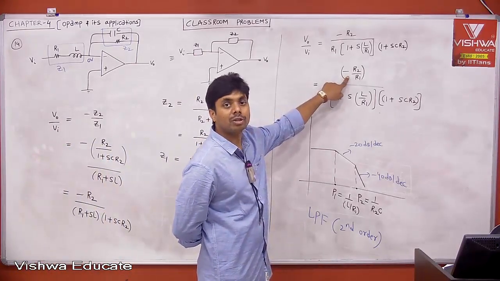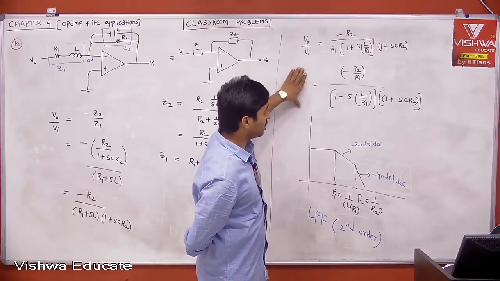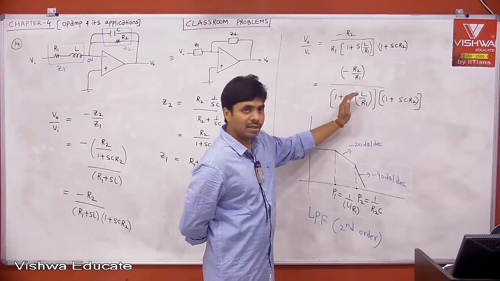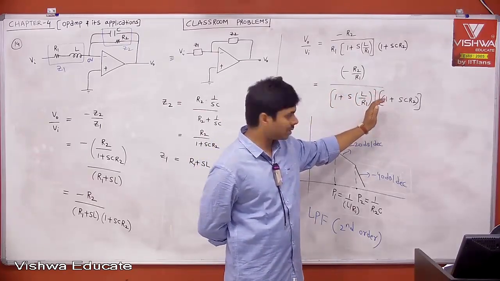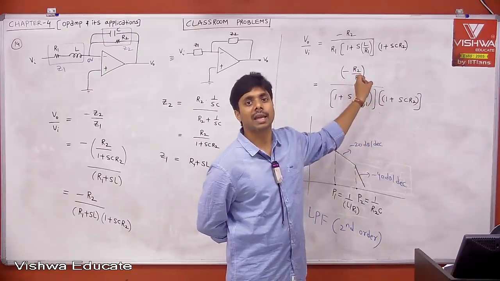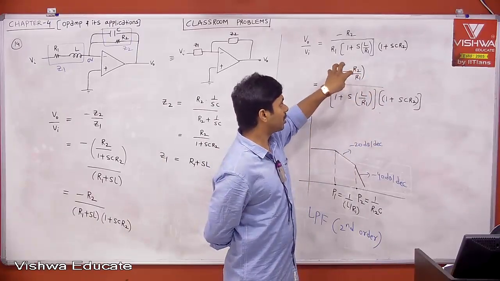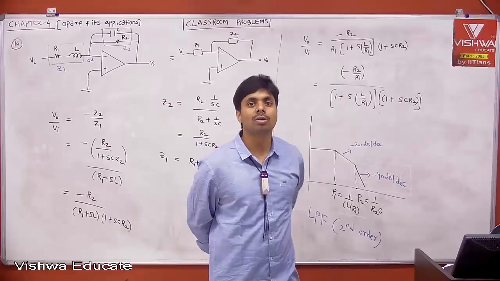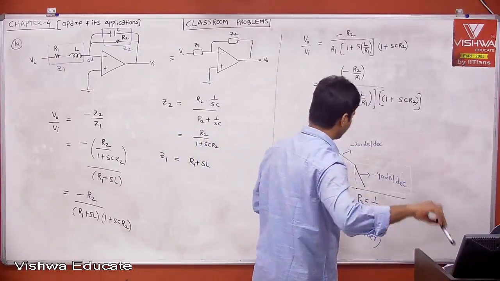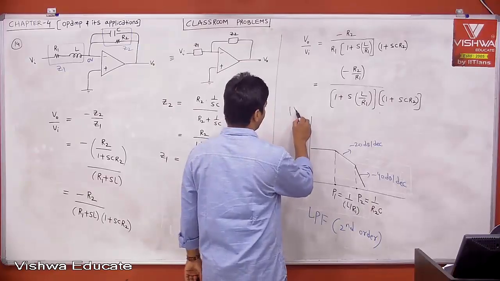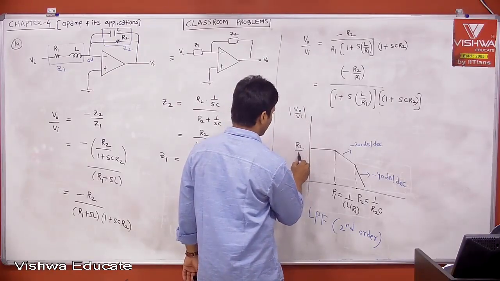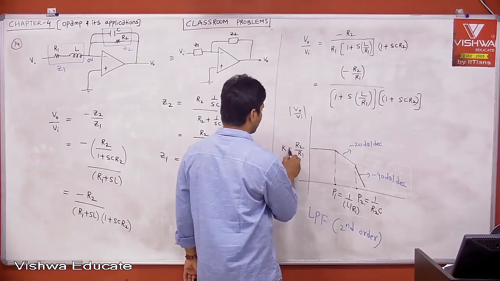This is basically a second order low pass filter, having two poles, and this is called DC gain. If you speak with respect to control systems, G of S is equal to K divided by (1 plus S by P1) and (1 plus S divided by P2). We have two poles and a gain K. This is what people call K, or DC gain, or low frequency gain. If you speak about only magnitude, mod V0 by Vi is nothing but R2 divided by R1. This is what people call K.